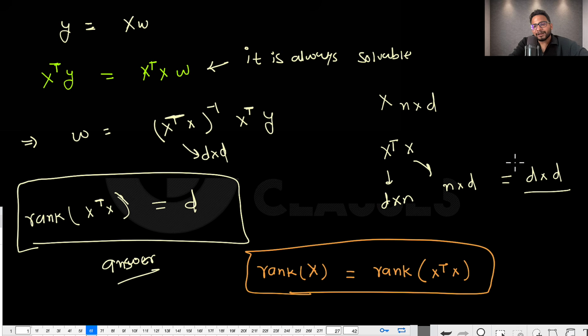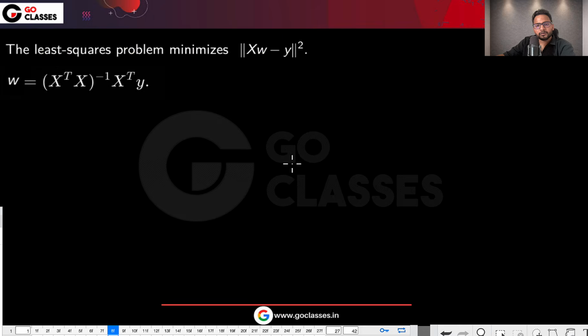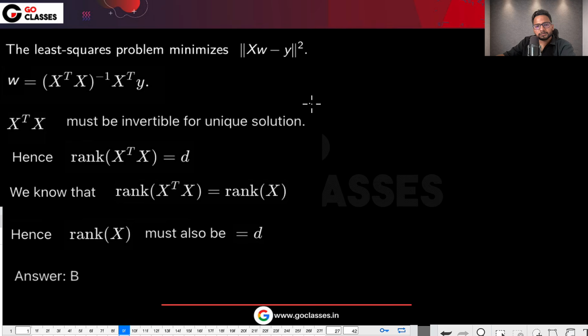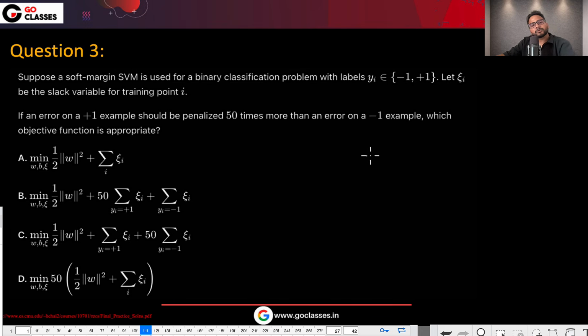So the rank of X and the rank of X transpose X are the same, so that's why the final answer is this. But they have not given the answer in that term, so that's why B is the correct answer, because the rank of X and the rank of X transpose X are the same. So that's why B is the correct answer here. Okay, I have given the proof also. Now let's move to the next question.